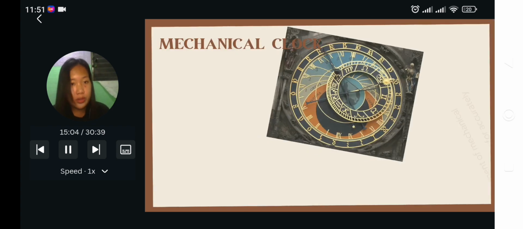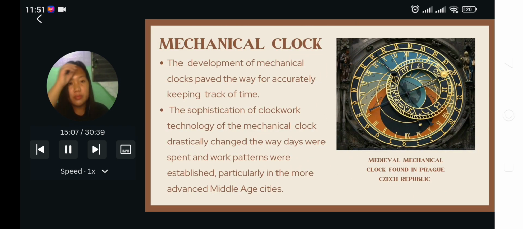So another one is the mechanical clock. The development of mechanical clocks paved the way for accurately keeping track of time. So, di ba, sa ancient period, nagkaroon ng anti-katira mechanisms. But this one, it is very accurate, kasi yung anti-katira mechanism, parang hindi pa ganoon ka-advance yung technology niya tungkol doon. But this time, in Middle Ages, na-discover na yung mechanical clock.